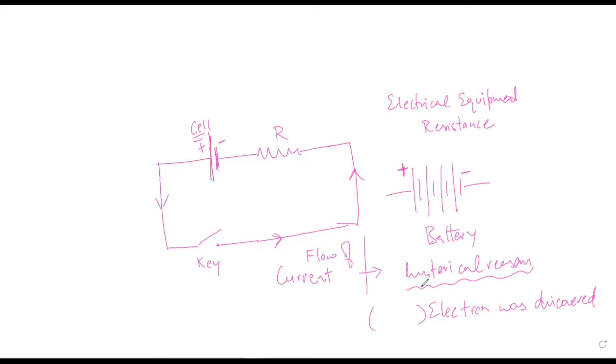I won't go into details. For example, Benjamin Franklin was studying electricity years before the electron was discovered. Have you understood what I said? So historically they said that the current flows from the higher potential, which is the positive charge, to the low potential, which is the negative charge. So before the discovery of the electron, the positive terminal was the higher potential and the negative terminal was the lower potential.